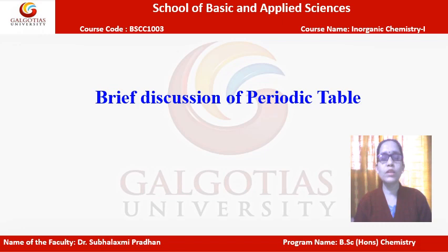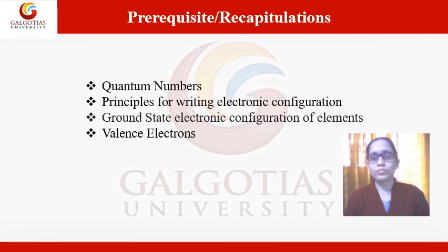Today's class will discuss a brief discussion of the periodic table. So what are the prerequisites for today's class? Already we have discussed what quantum numbers are, what the different principles or rules for writing electronic configuration are, and what the ground state electronic configurations of different elements are. Also we have discussed the meaning of valence electrons.